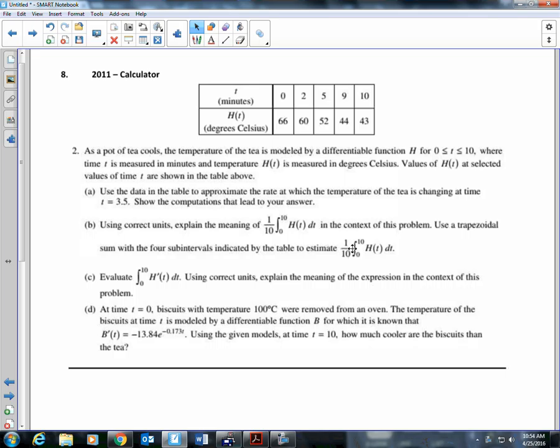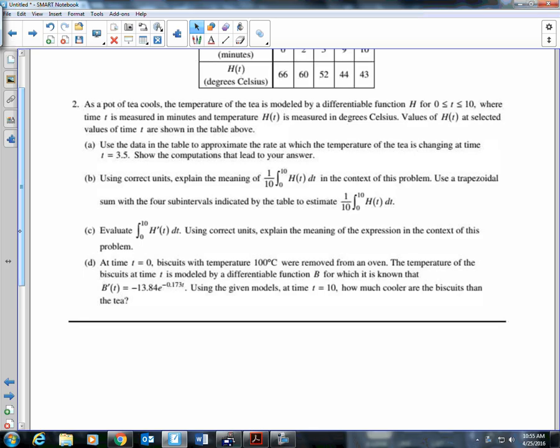It tells us the actual temperature. We're not given a rate function. We're actually given the position function, if we want to think of it like that. So it says, use the data in the table to approximate the rate at which the temperature of the tea is changing at time 3.5.